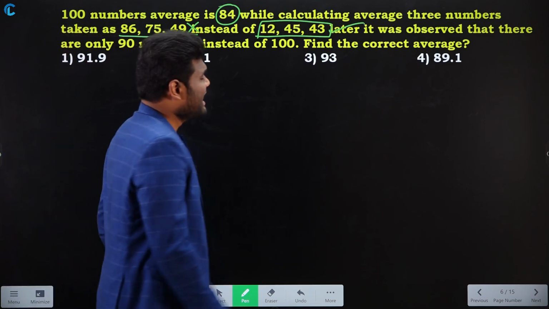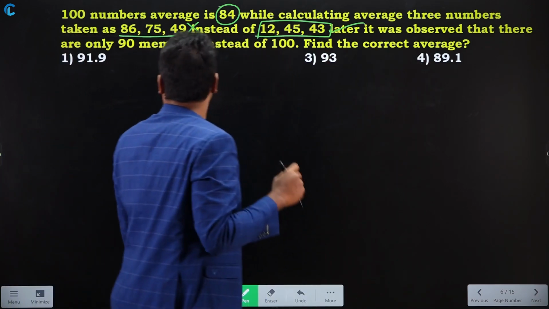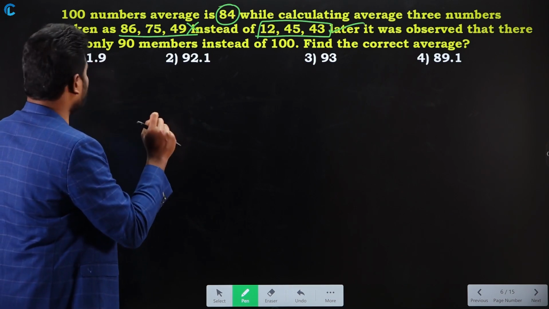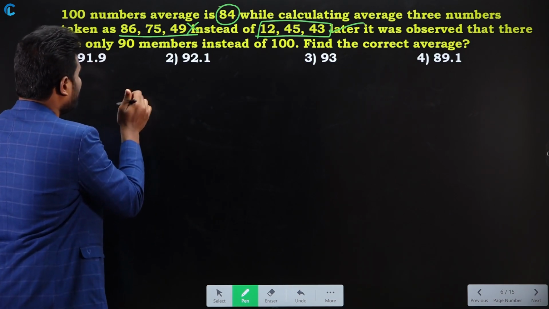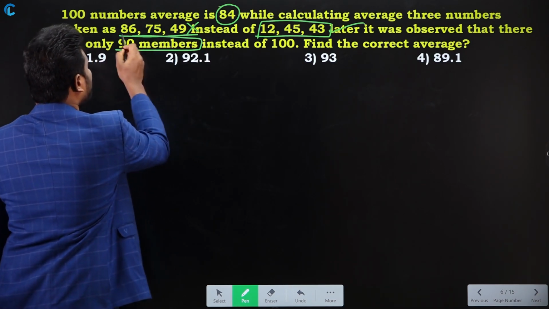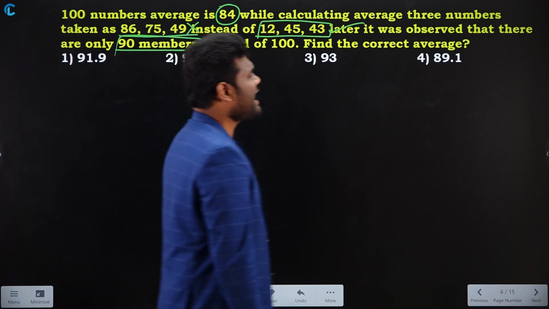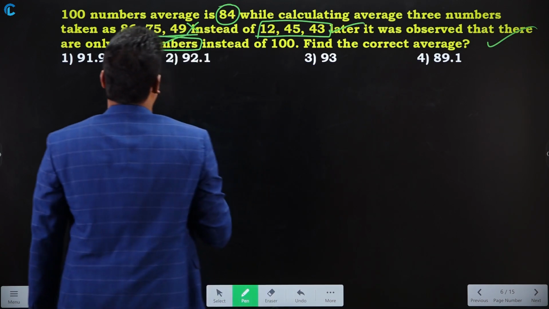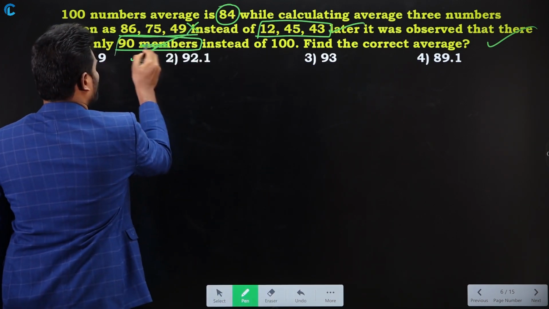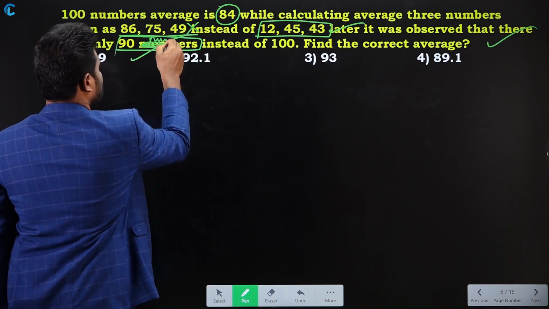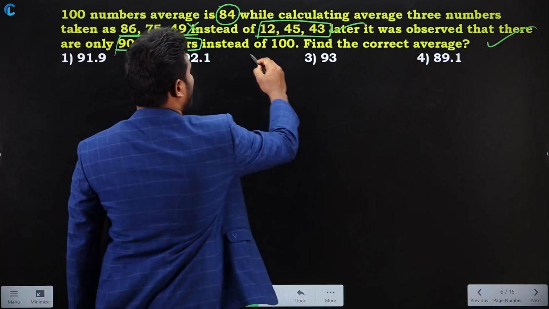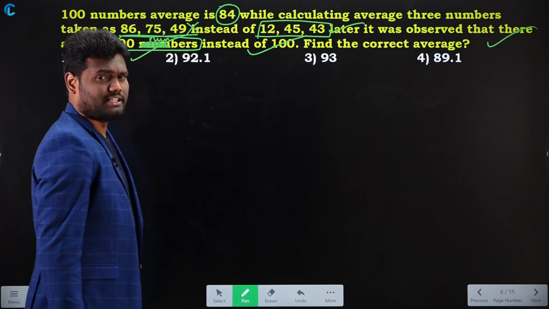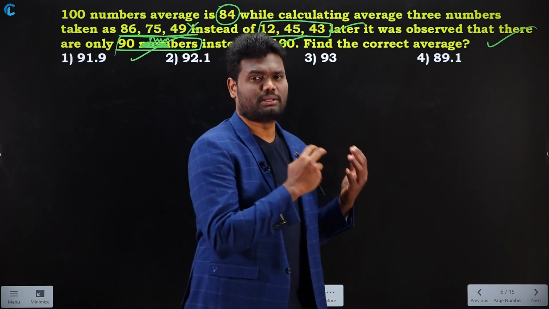And it is said that later it was observed that there are only 90 numbers. It is said that we have only, how many it seems? 90 members, or like 90 numbers. We have only 90 numbers, 90 numbers instead of 100 numbers. Find the correct average. Now even this question is similar to the previous question.